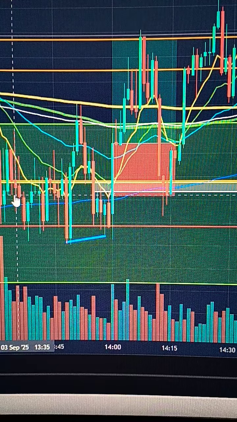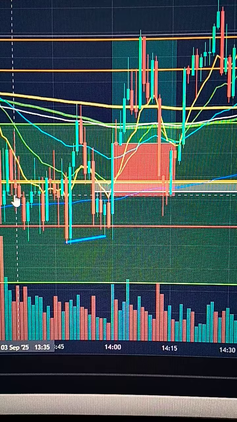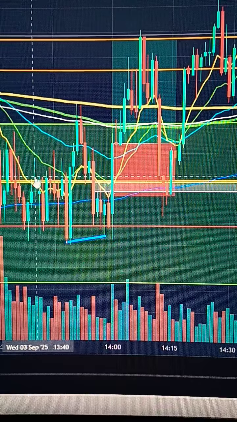This is a trade I took today on NQ utilizing liquidity sweeps and inverse fair value gaps, and also utilizing SMT divergence as a confluence, and also the 50% of the daily range as a confluence as well.